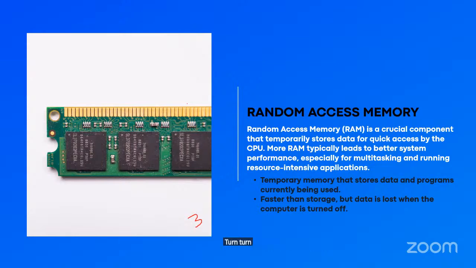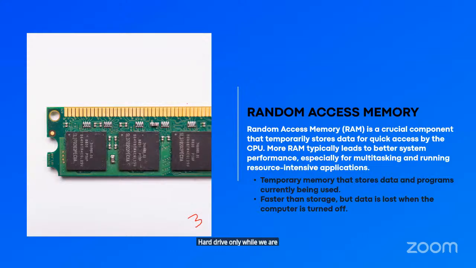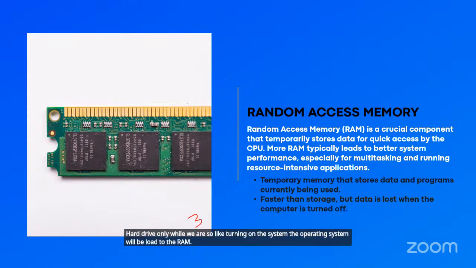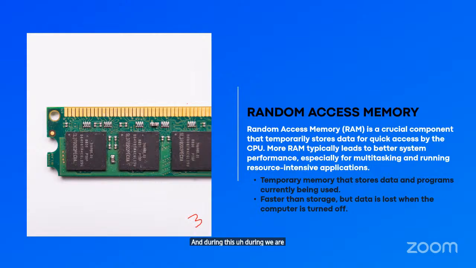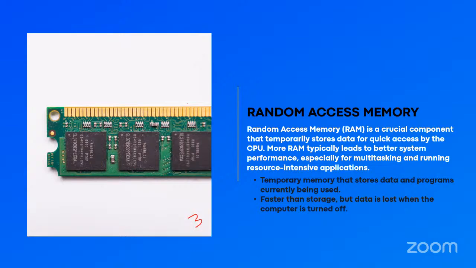while the system is turned on. When we shut down or turn off the system, the operating system is automatically erased from the RAM, and it remains stored on the hard drive only. When we turn on the system, the operating system is loaded into the RAM. While running the computer, we use multiple applications, and the application data is also held in the RAM only. So the RAM performs the crucial task while we are running the computer.